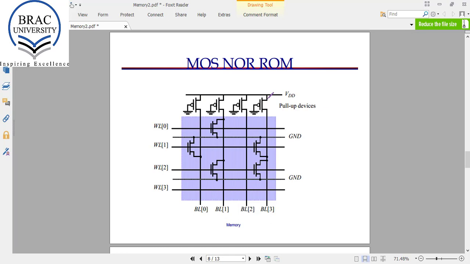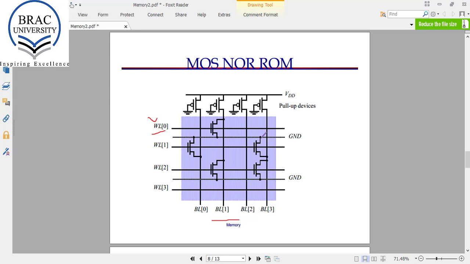So if I select, before I say how it works, I hope you have a clear understanding of ROM. That means we can only read value or data from this structure or this chip. So the value is already stored in the chip. Now we can only read from this. If I want to read the data that is written in the word line 0, what I do, I select this word line and take the data from this bit line. Now let's see what I'll get.